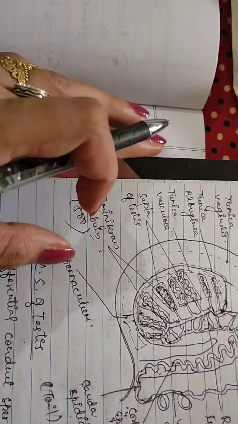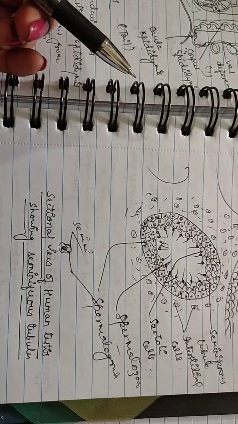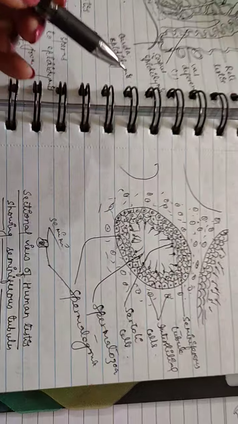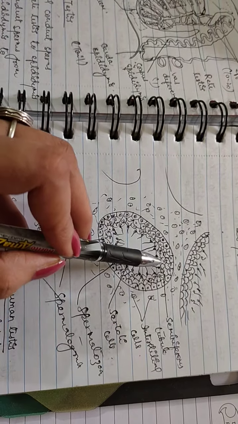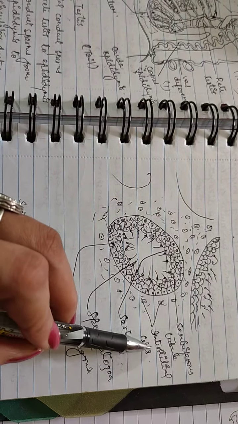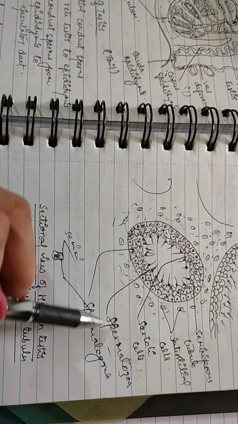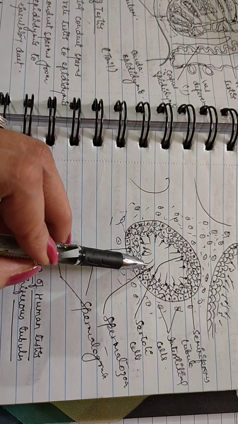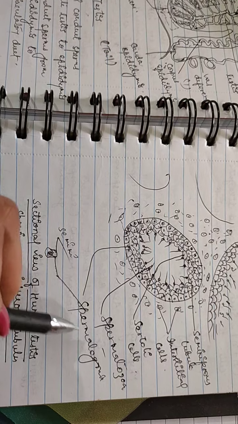So now we will see the internal structure. This is the sectional view of human testis showing seminiferous tubules. You can see here these are the seminiferous tubules, interstitial cells, Sertoli cells, spermatozoa, which are also called sperms, and spermatogonia.